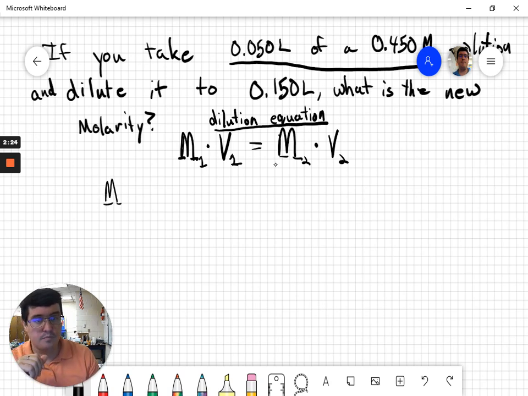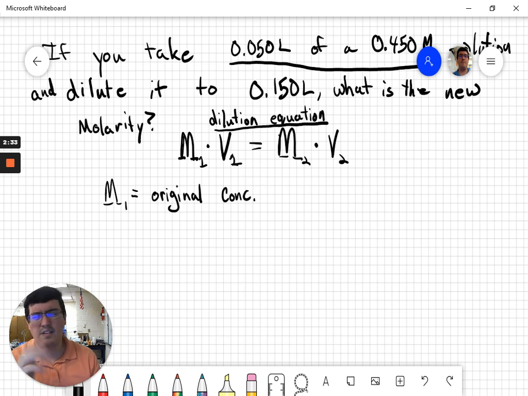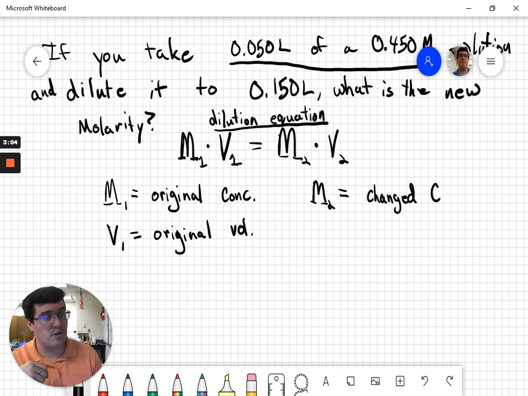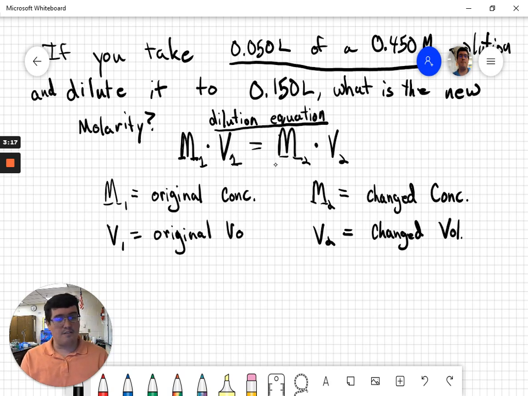So M1 is the original concentration, and V1 is the original volume, or you could think of it as the initial concentration, the initial volume. If you heard that in physical science, that's cool. M2 then is the changed or final concentration, and V2 is the final or changed volume. This is supposed to say volume. I realize it looks like VD. Not a chemistry thing. So M1V1 equals M2V2 is how you often hear people say this.